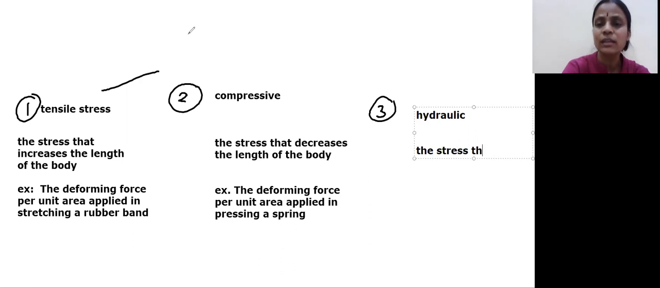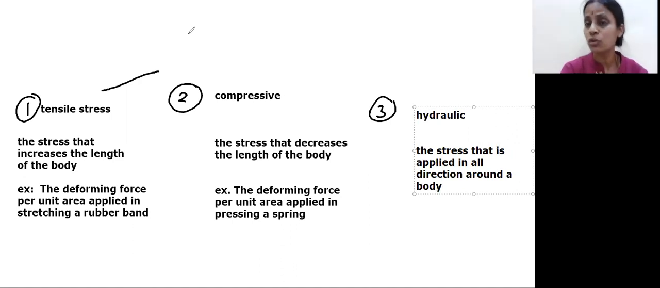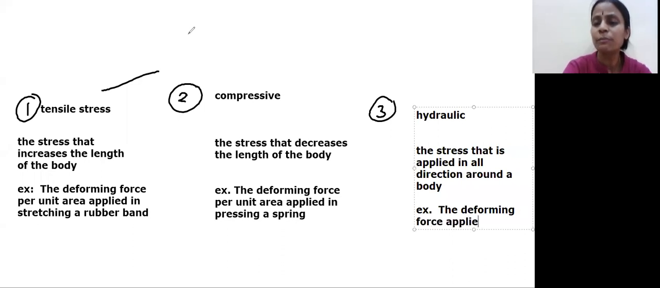The stress that is applied in all directions around a body. That is, which actually brings in a change in its volume by applying a force in all directions of the body. That's why I removed the sponge from the previous example. So the deforming force applied on a sponge, when you just crush it, when you press it, that becomes hydraulic stress. That is the stress that you apply from all directions.